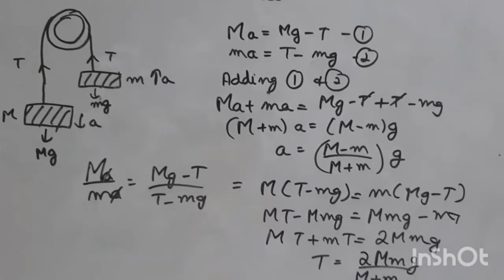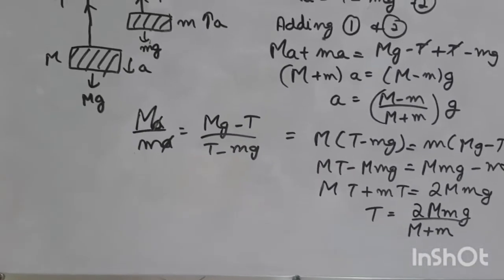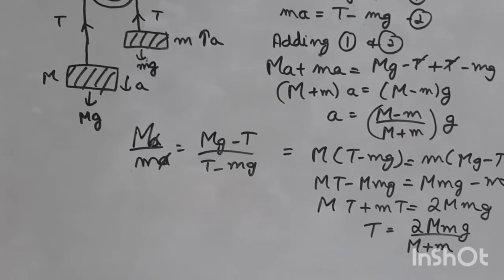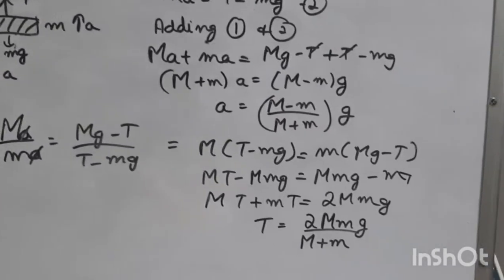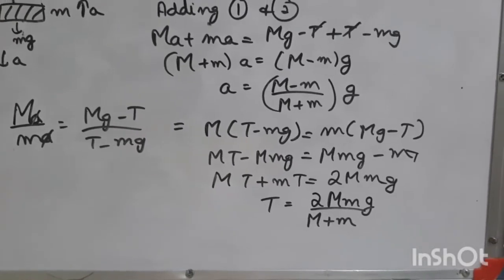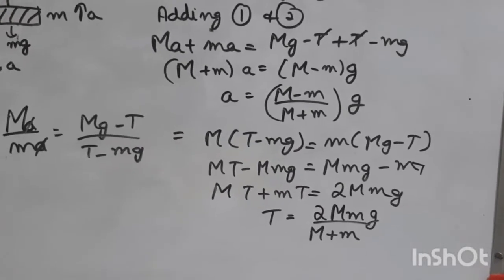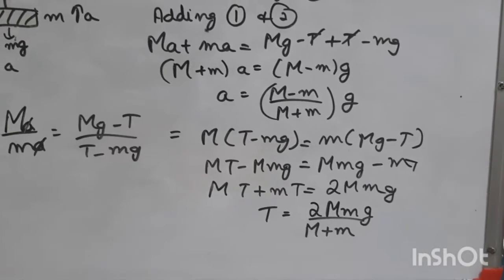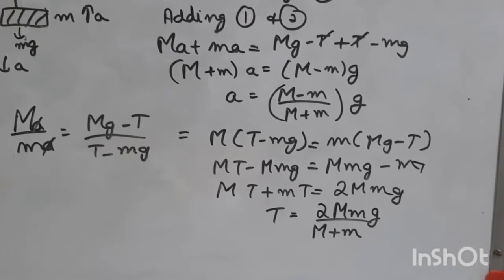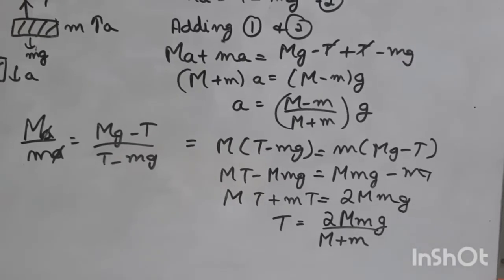To find the value of tension, we will divide equation 1 by 2. We get capital M A upon small m a is equal to capital M G minus T upon T minus small m g. A and A will cancel out. We will cross multiply. We will get capital M into T minus small m g is equal to small m into capital M G minus T. Rearranging, we will get capital M T plus small m T is equal to 2 capital M small m into G. From this equation, the value of tension will come out to be 2 capital M small m G upon capital M plus small m.